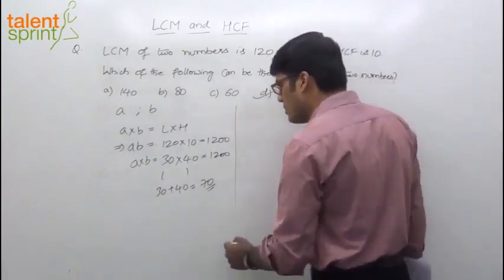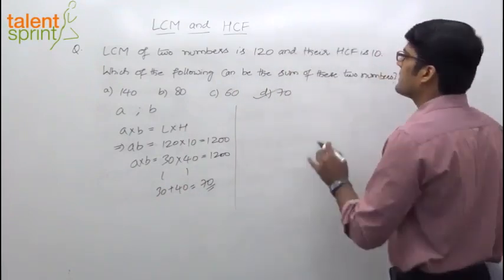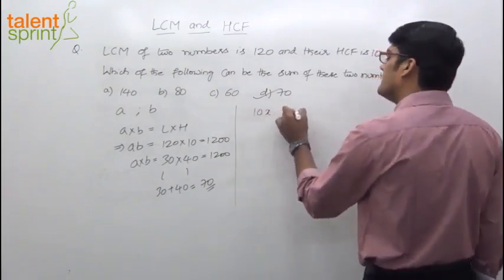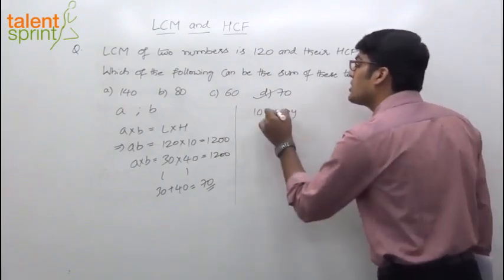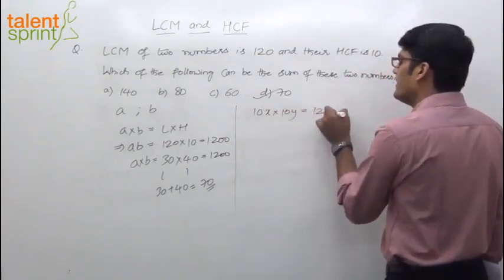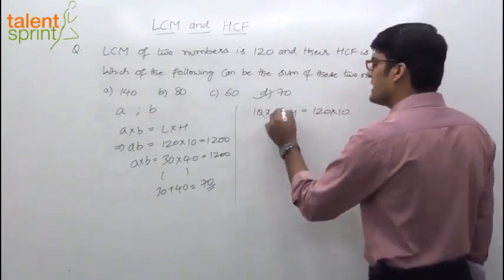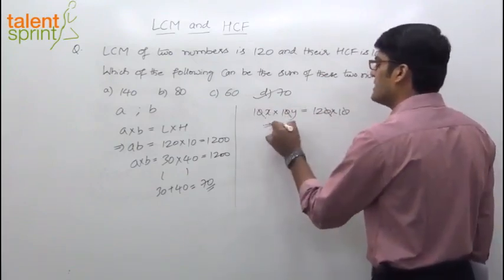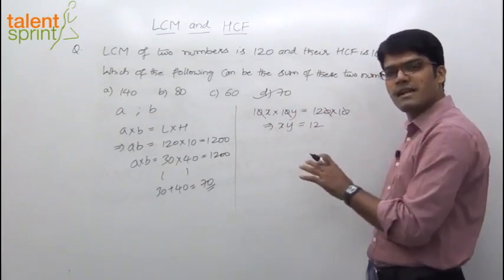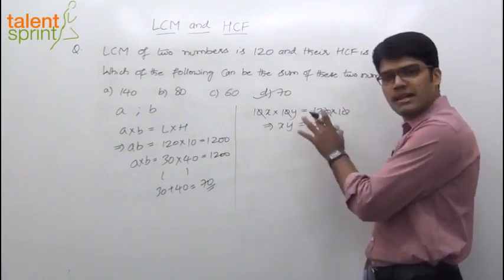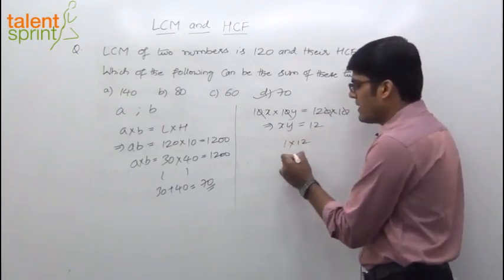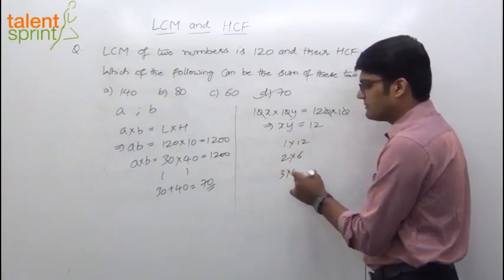Otherwise, if you don't want to go for this trial and error method, just follow this. HCF is 10, so can you see the numbers are 10x and 10y? I know that the product of two numbers should be equal to the product of LCM and HCF. So 120 into 10. The zeros get cancelled here. What do we get? XY equals 12. Again factorize 12 so that you get the possible pairs. What are the possible values? 1 into 12, 2 into 6, 3 into 4.